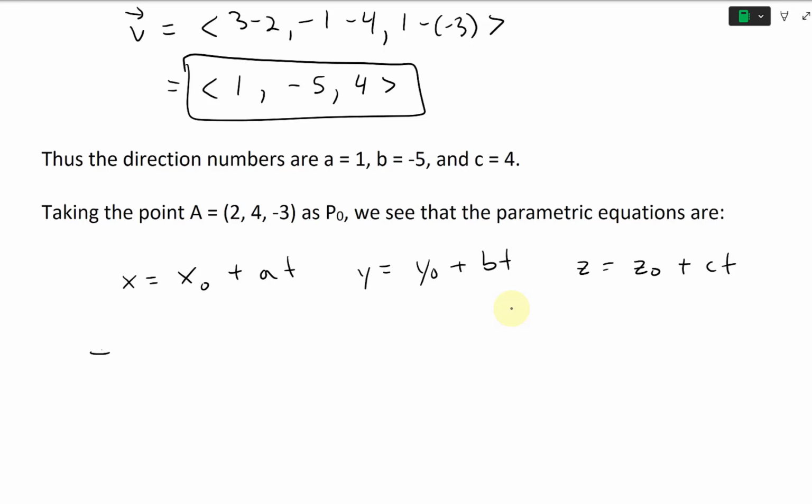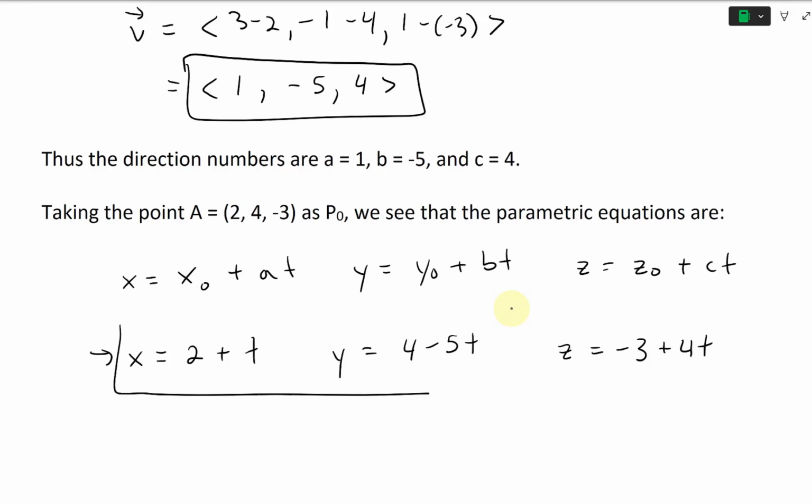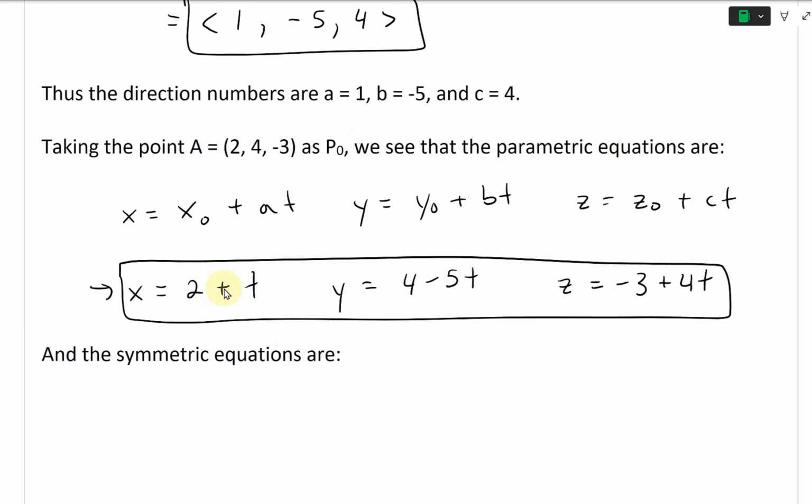Where these x naught, etc., are the point P naught, and we're choosing our point A. So x is going to equal 2, x naught, right here, plus a, which is 1t, so plus t. Then y is equal to y naught, which is 4, plus negative 5t. And lastly, z is equal to z naught, which is negative 3, plus c, which is 4t. Alright, and box this in. These are parametric equations of that line.